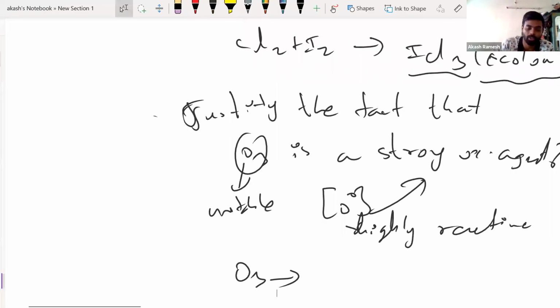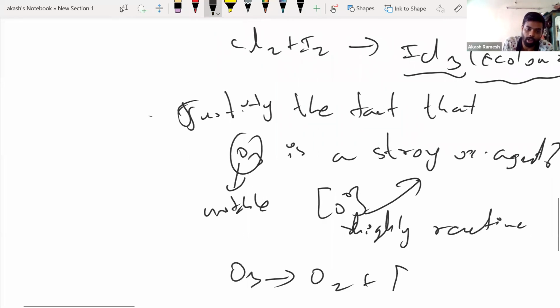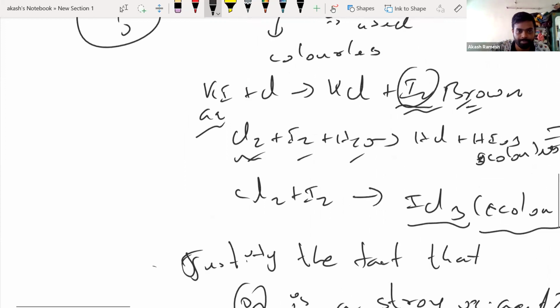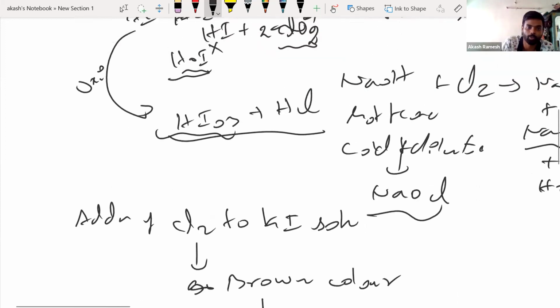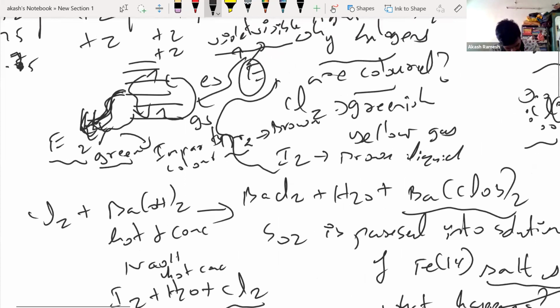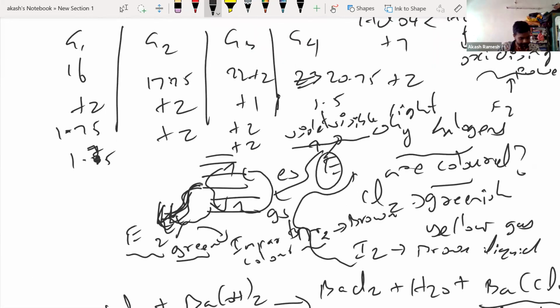So O3 will dissociate to form oxygen and this nascent oxygen, that is O2 and nascent oxygen. And this is the reason why it's a very strong oxidizing agent. One of the most powerful oxidizing agents you can have in chemistry is O3. Good, you're going to get the points. Group 3 gets +2. Group 4, your question is on the way.